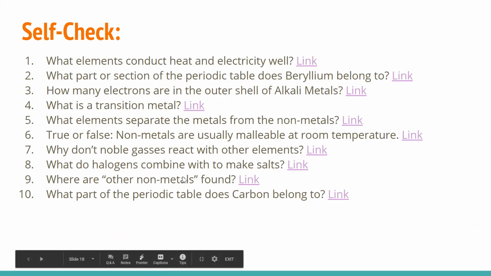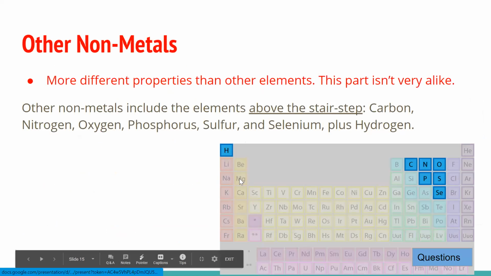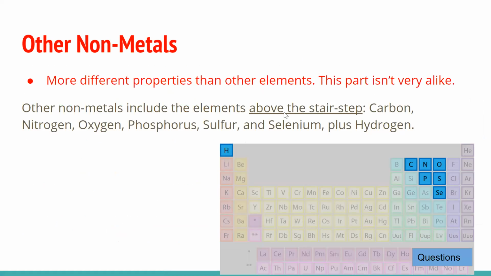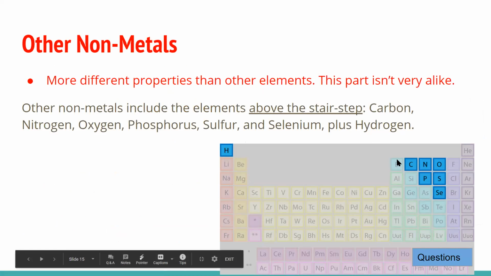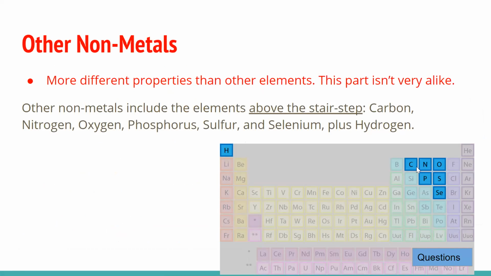Where are the other nonmetals found? They are found above the stair step. Okay, they're mostly found above the stair step, above the boron, silicon, arsenic, tellurium stair step here. So it includes these in blue. Hydrogen is also an other nonmetal though.